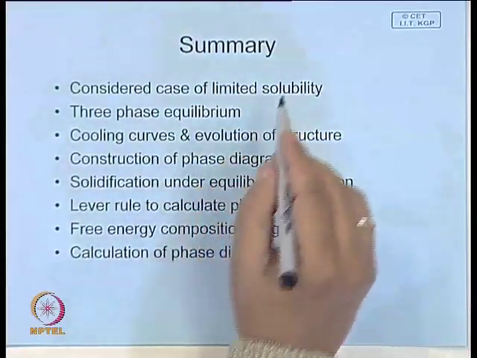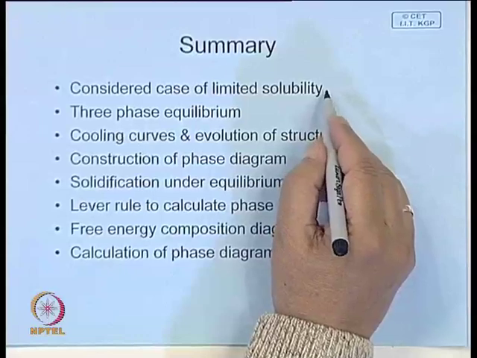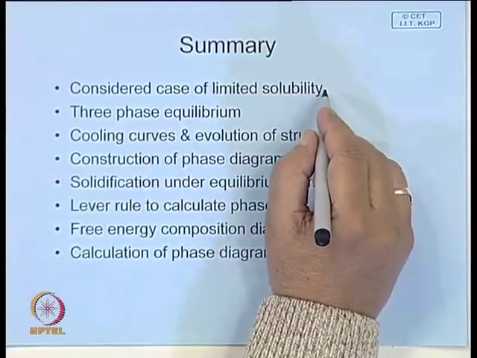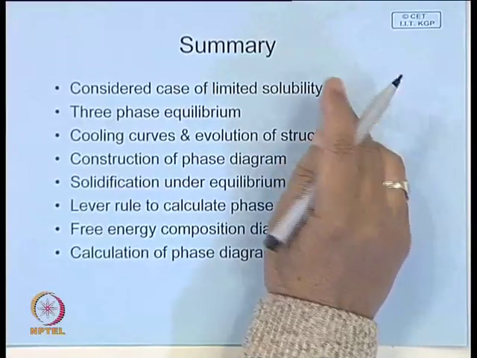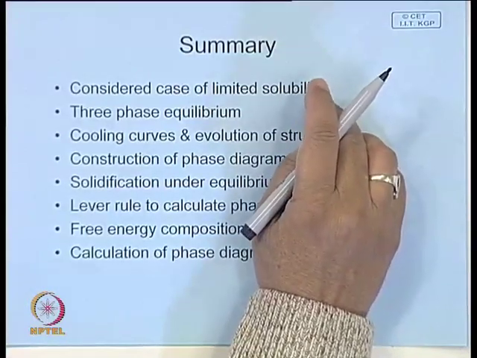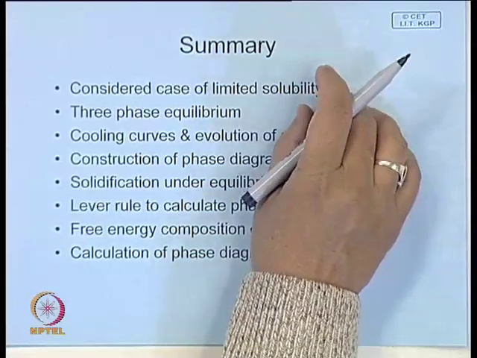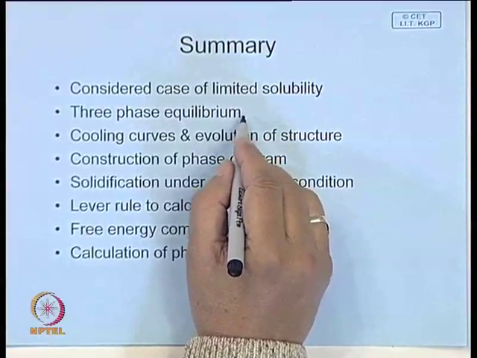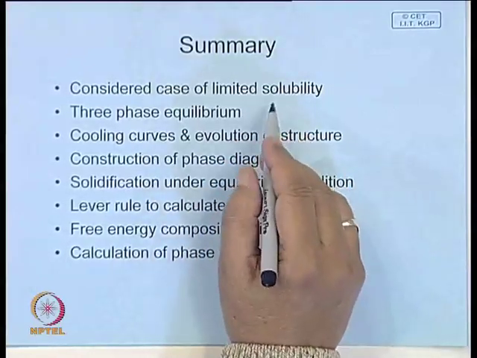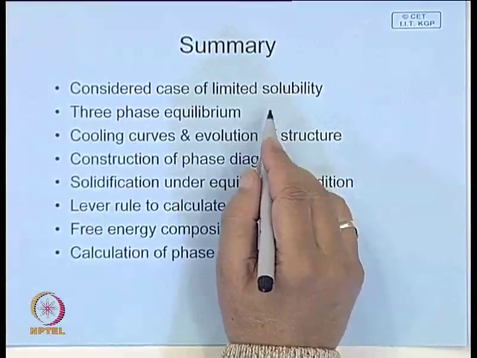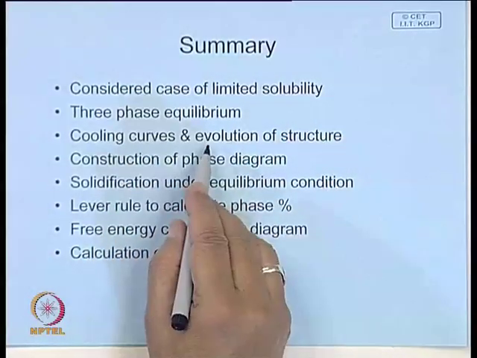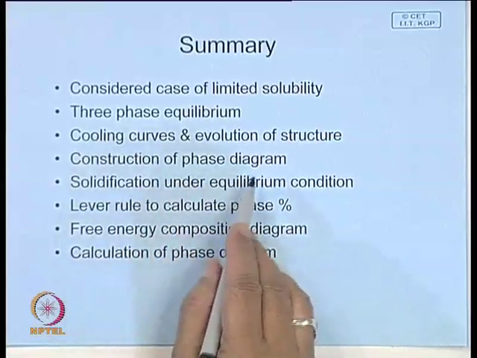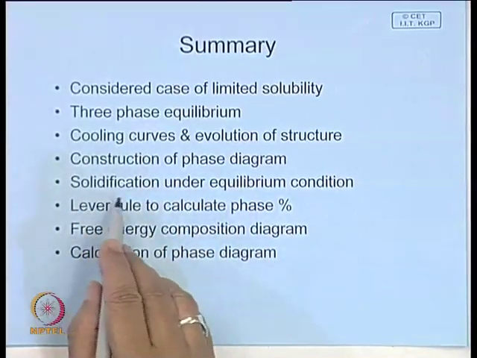We considered the case of limited solubility. Limited solubility occurs in materials when there is a difference in crystal structure, or a difference in atomic size, or a difference in valency. We considered three phase equilibrium. We considered two cases, peritectic and eutectic system. We looked at the cooling curve and evolution of microstructure. We looked at construction of phase diagrams and solidification.